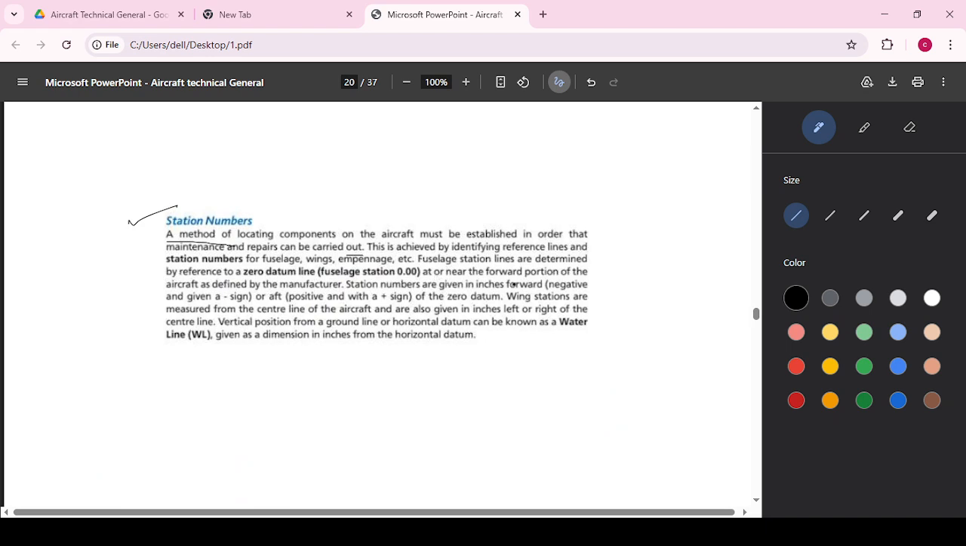In the front we can see zero datum, and here the station numbers are increasing. At or near the forward portion of the aircraft as defined by the manufacturer, station numbers are given in inches, forward of the zero datum with a negative sign, or aft with a positive sign. Wing stations are measured from the center line of the aircraft and are also given in inches left or right of the center line. Vertical position from a ground or horizontal datum is known as waterline, given as dimensions in inches.